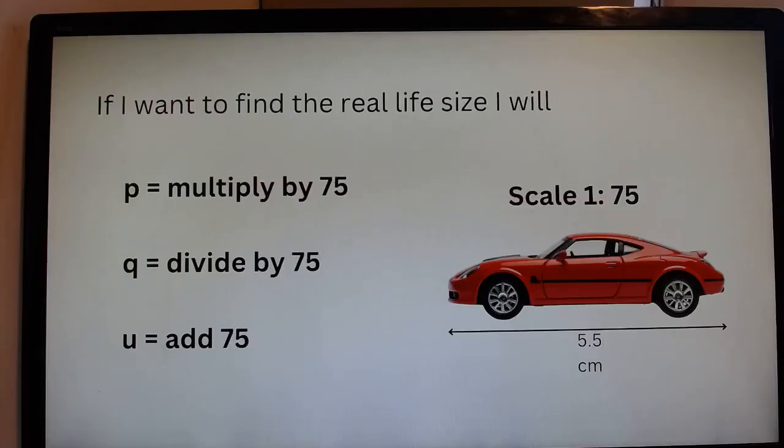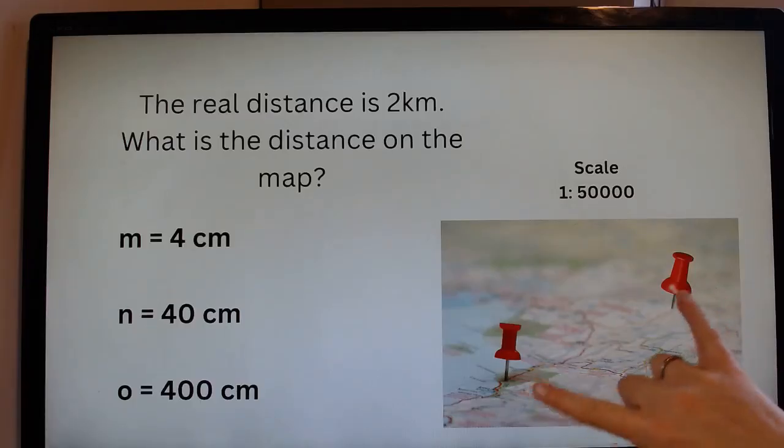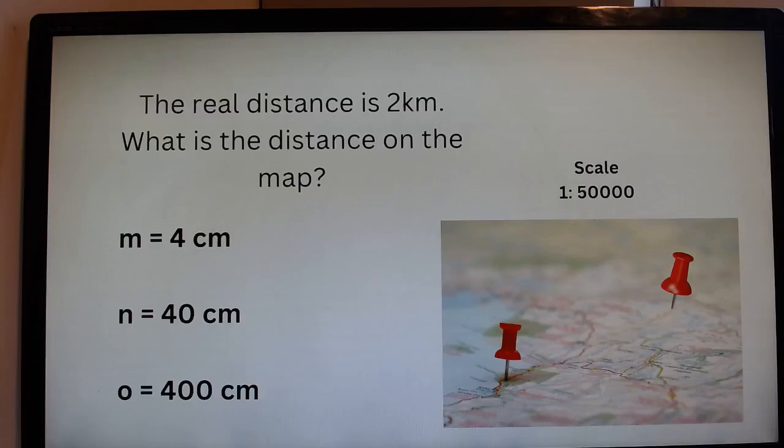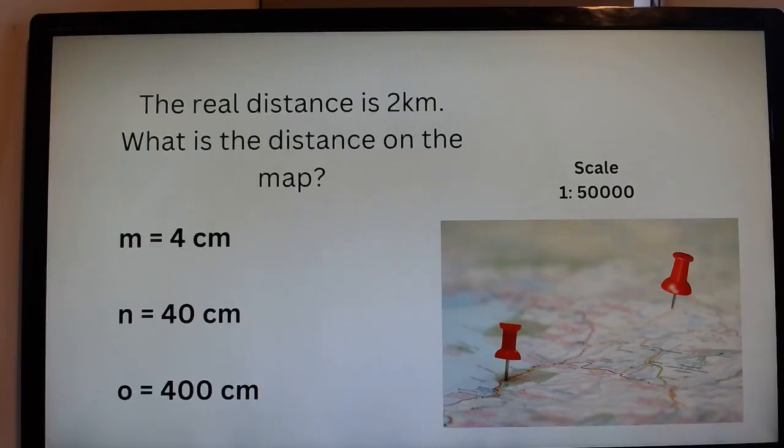Question 3. The real distance between these 2 pinpoints is 2 kilometres. What is the distance on the map? The scale is 1 to 50,000 and your options are 4 centimetres, 40 centimetres or 400 centimetres.